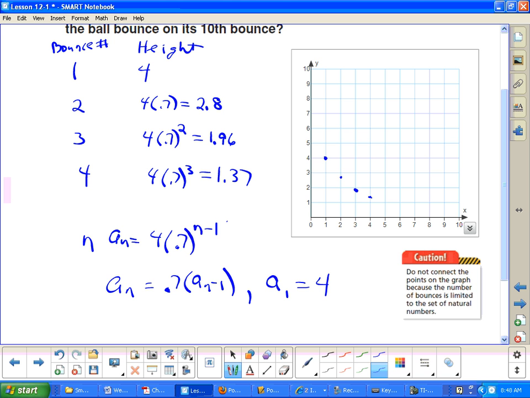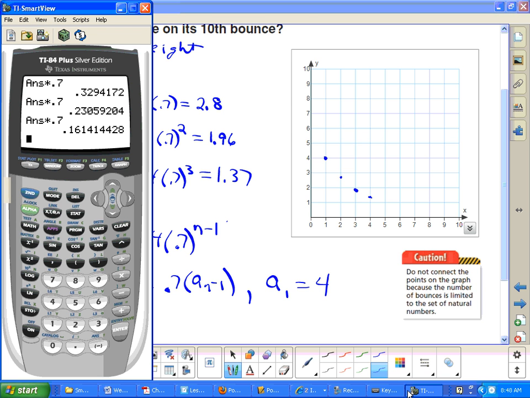So to find my 10th term, on my calculator, I can either do 4 times 0.7 raised to the 9th power, because we're doing 10 minus 1, and get 0.16. Or we could type in 4 and then multiply it by 0.7. So 4 was our first term, 2.8 was our second, so then third, fourth, fifth, sixth, seventh, eighth, ninth, and our 10th term. So either way you use it, we can find out that the 10th bounce is 0.16.